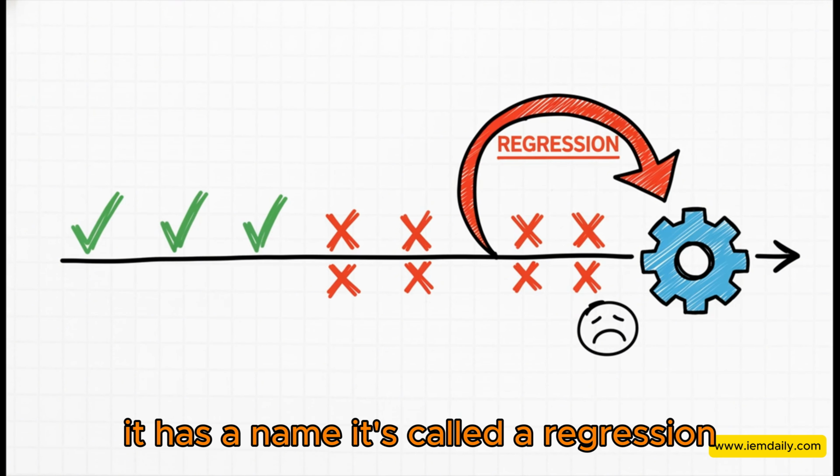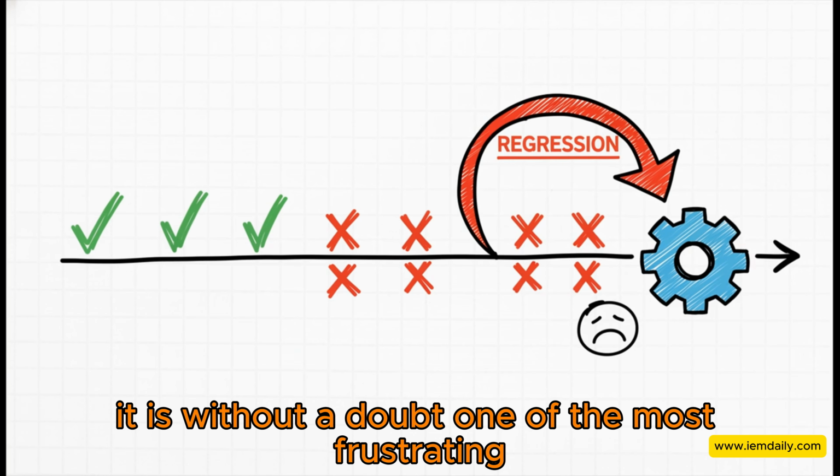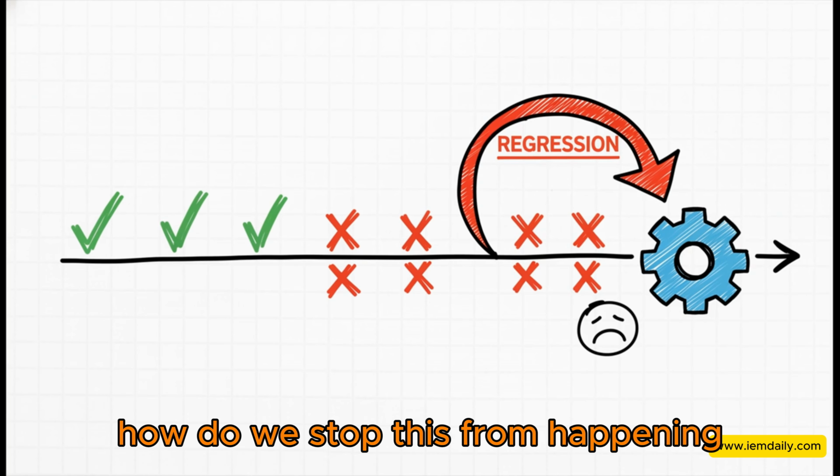Yeah, that painful step backward. It has a name. It's called a regression. And it's when something that used to work just fine is now broken because of a new change. It is, without a doubt, one of the most frustrating things about being a developer. So the big question is, how do we stop this from happening?